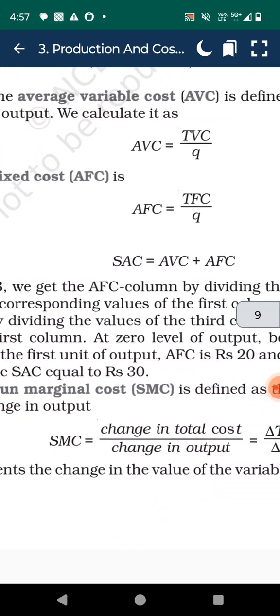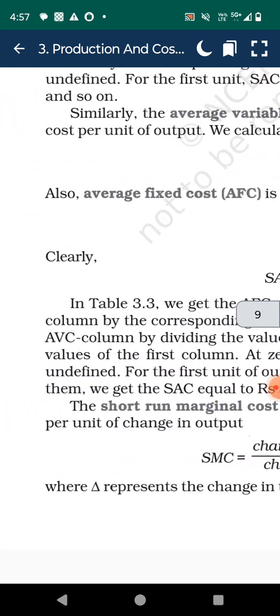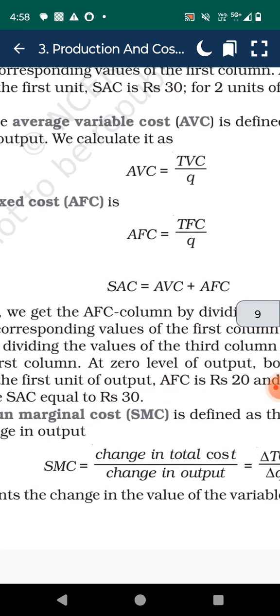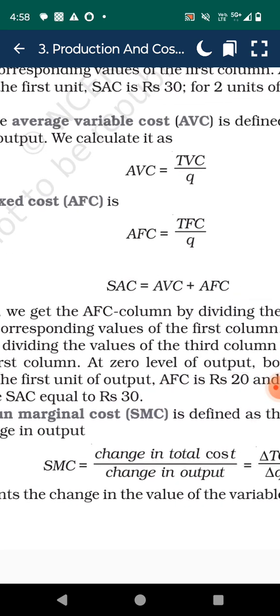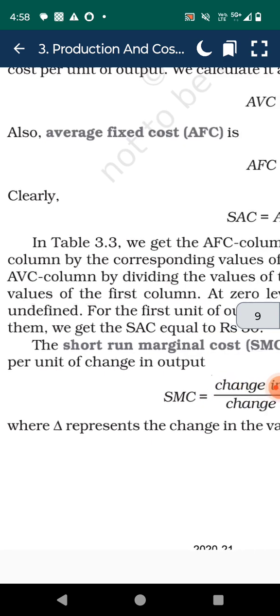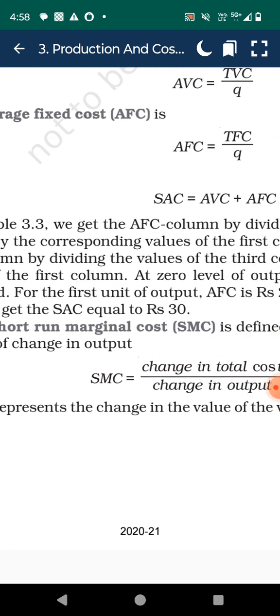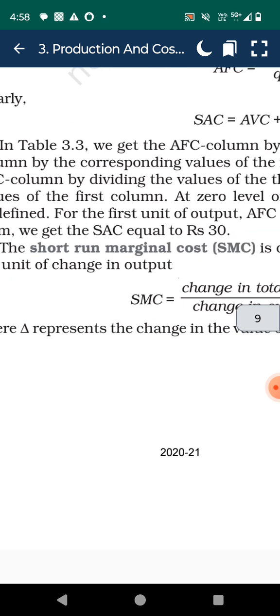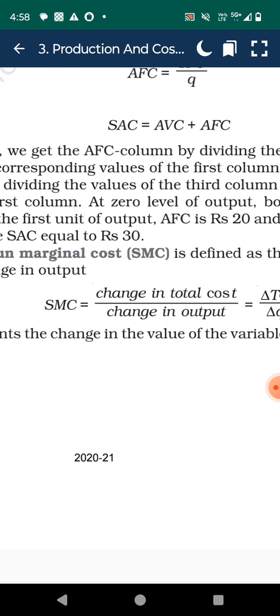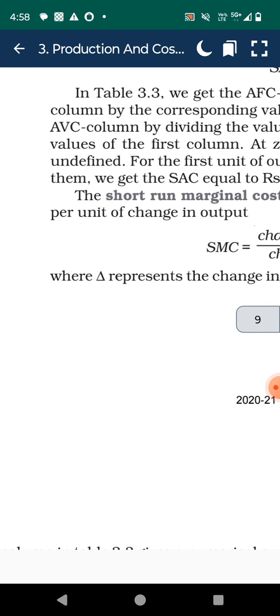Similarly, the average variable cost is defined as the total variable cost per unit of output. We write it as average variable cost equals TVC by Q, and the average fixed cost is AFC equals TFC by Q. Clearly, the short-run average cost equals AVC plus AFC.